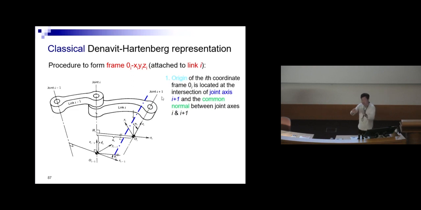Every joint is a single one degree of freedom device. With one degree of freedom, you will only have one single axis of movement. So for every joint itself, you can identify there will be an axis. So this is the joint axis i plus 1, and then this is the common normal.